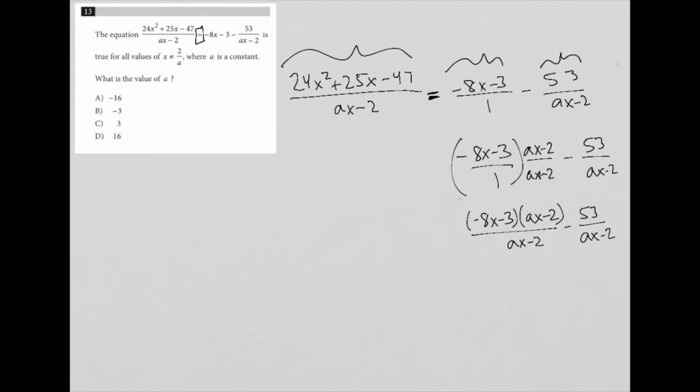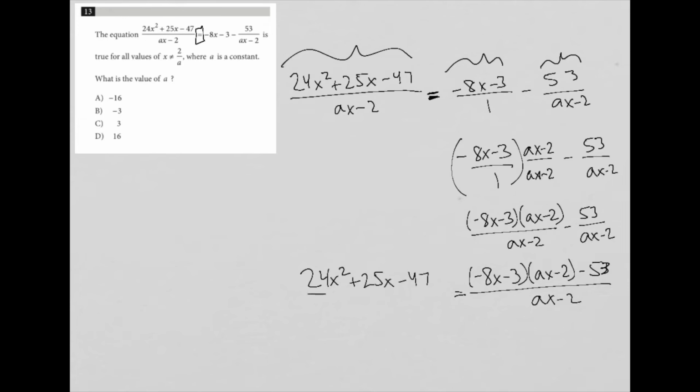Now, since I have a common denominator, I can combine the two fractions together so that now I have negative 8x minus 3, ax minus 2, minus 53, all over ax minus 2. Again, that's going to be equal to my 24x squared plus 25x minus 47 all over ax minus 2.